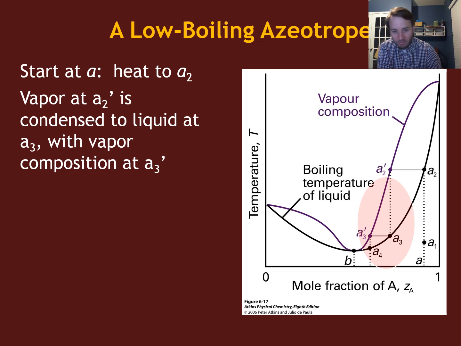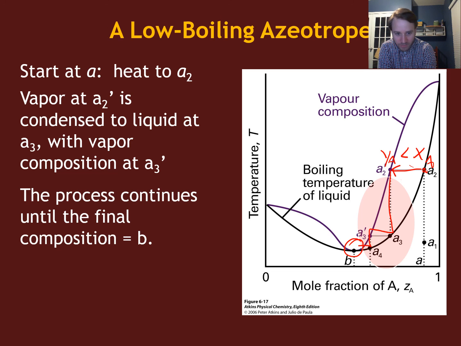If I start off with some high composition of A and I try to boil it off, I actually end up at a lower composition of A. Y of A is less than X of A. And so I actually start getting to a less and less mole fraction of A until I reach this azeotropic point and I get stuck. And so basically I can't separate these things.